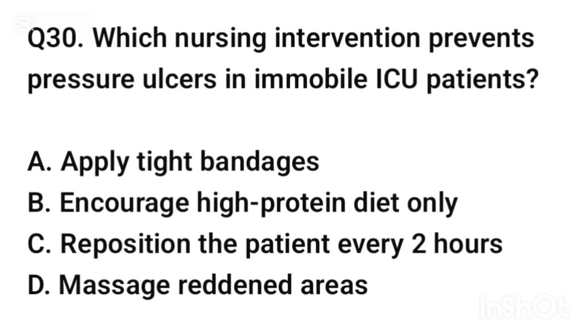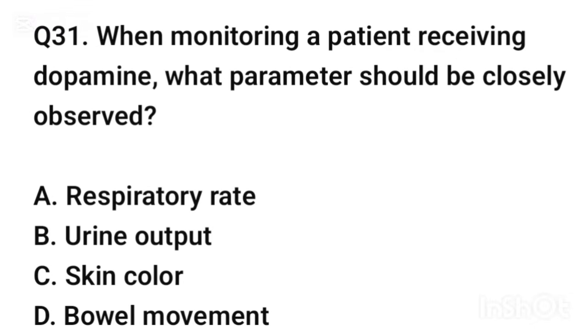Question number 30. Which nursing intervention prevents pressure ulcer in immobile ICU patients? The correct answer is option C, reposition the patient every 2 hours. Question number 31. When monitoring a patient receiving dopamine, what parameter should be closely observed? The correct answer is option B, urine output.